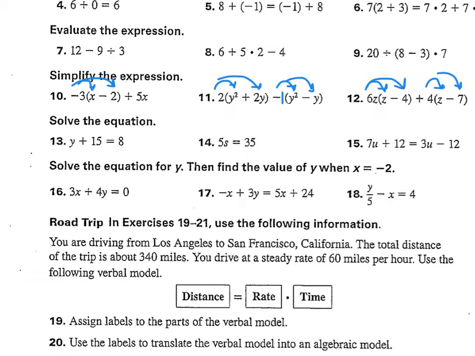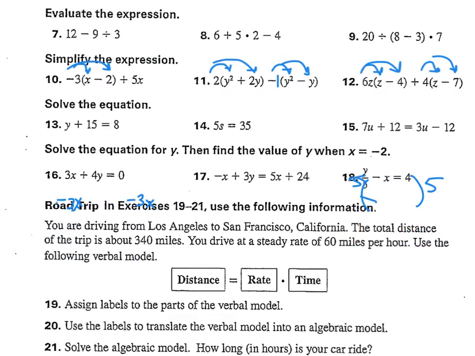So if I was to get these started like this one, I would subtract 3x from both sides. Just to give you an idea. On 18, I'd multiply both sides by 5 and get rid of that fraction. On any of these, of course, if you need some help, just let me know.